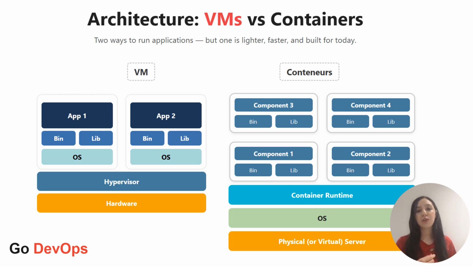Now compare that to a container. Instead of duplicating the entire system, containers share the host operating system kernel using a container engine. Each component includes just what it needs: the code, the binaries, the required libraries, and nothing more. This makes containers lightweight, fast to start, and far more efficient.